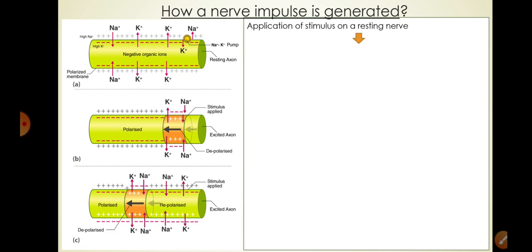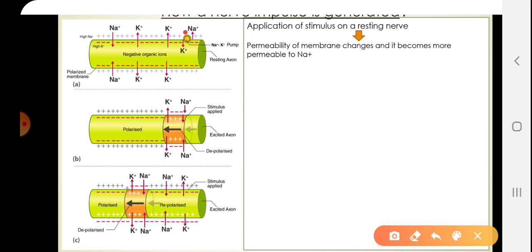what happens is the permeability of the membrane changes. Now when the nerve is resting, the outside of the axon is positively charged and the interior is more negatively charged. Now this permeability changes and the membrane becomes more permeable to sodium ions. There are gated channels of sodium and potassium ions. The channels of sodium ions open and the sodium ions which are on the exterior enter inside, which is shown clearly in the next diagram.